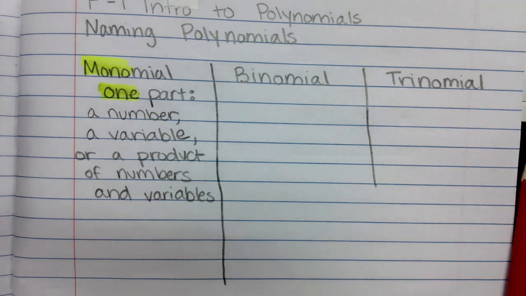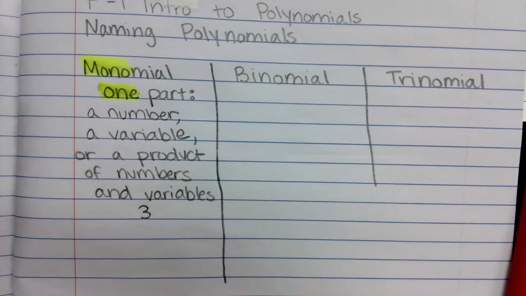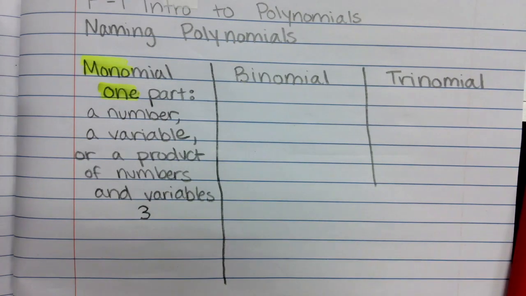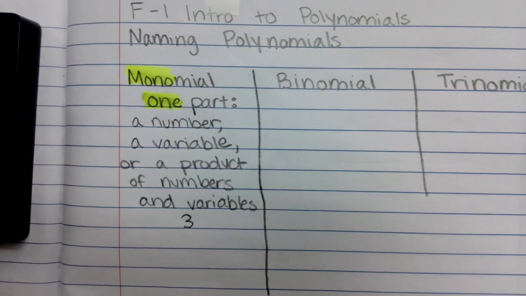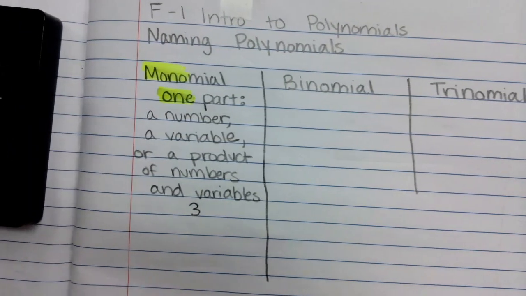All right, so who can give me a number? Any number. 3. 3 is a monomial. It is one part. Who can give me a variable? X. X is a monomial. It's just X. It's one part.